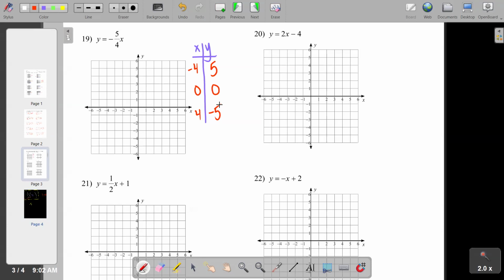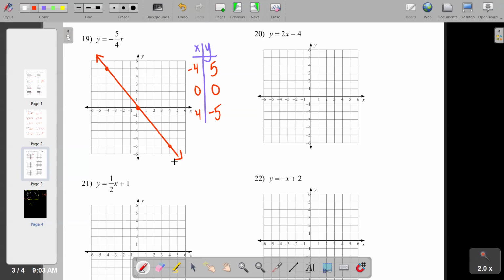Now it's time to go and plot those 3 points. They should look like they make a straight line. If they don't, then something has gone wrong. So -4, 5 is left 4 up 5. I'm going to put a dot there. 0, 0 is right in the middle. 4, -5 is right 4 down 5. And those do look like they make a line. So remember when you make your lines on the quiz Wednesday or on the practice quiz later today that you are going to make sure that your line protrudes out both ends of the grid and that it has arrowheads on both sides like this.